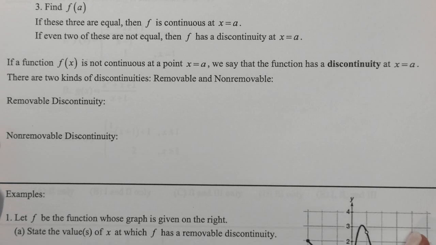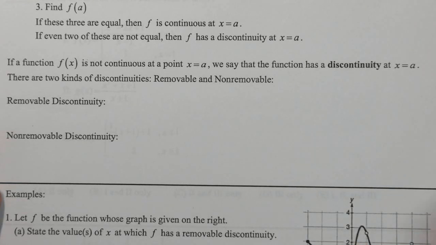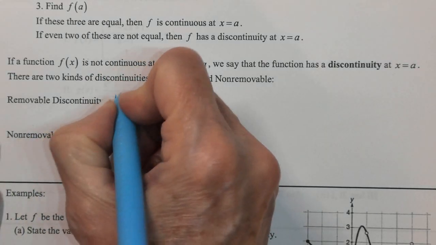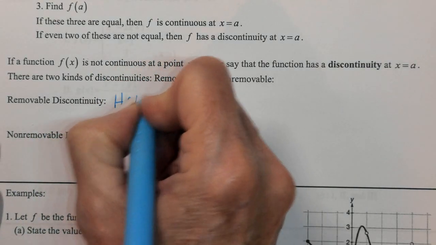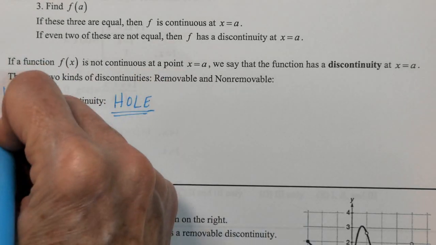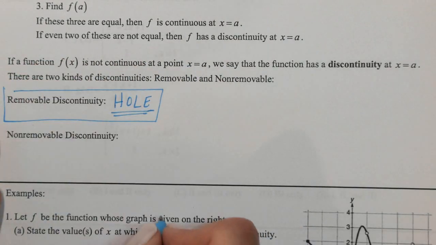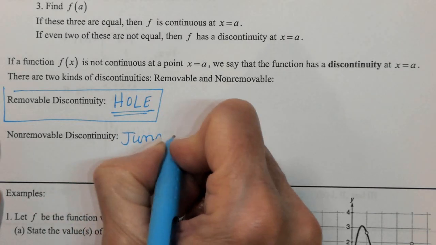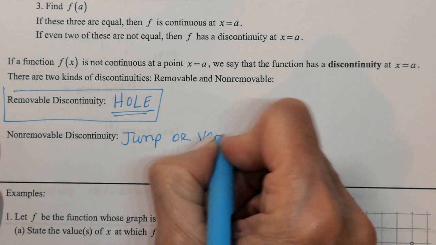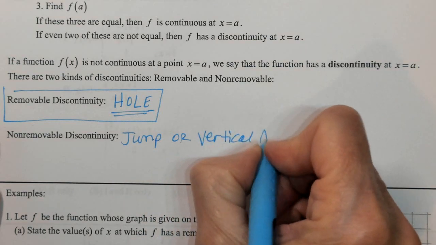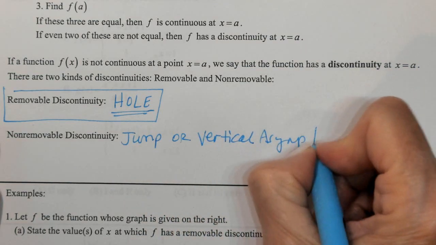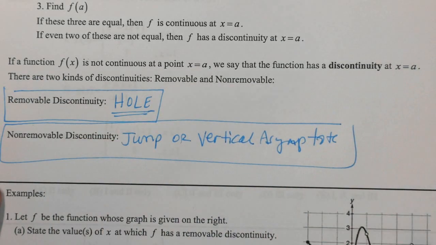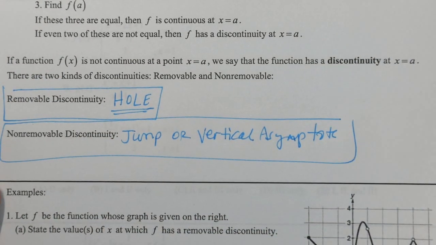There are two types of discontinuities: removable and non-removable. Removable discontinuity is a hole. It's the only one. Non-removable is a jump or a vertical asymptote. We just have to know those.